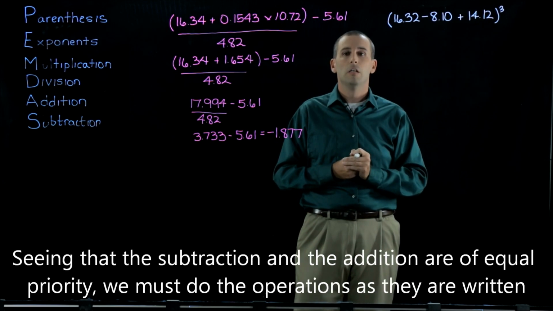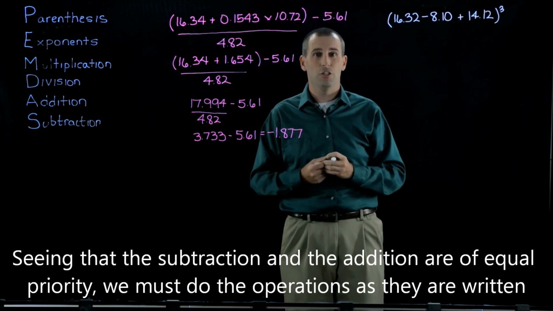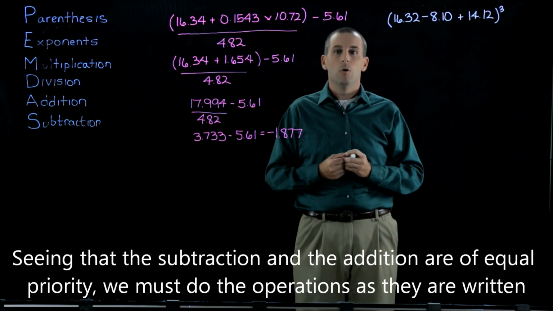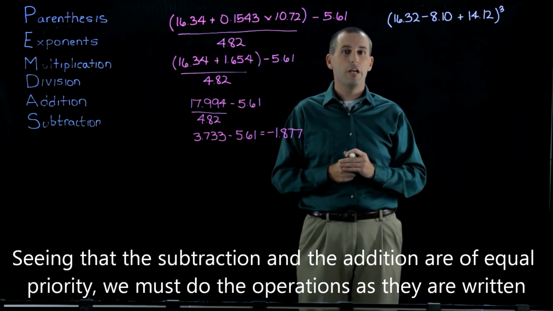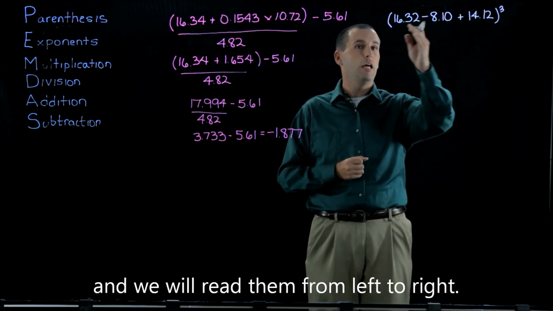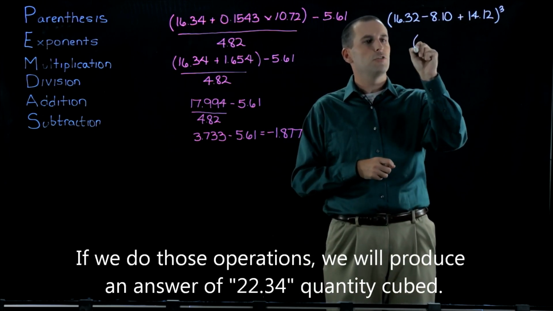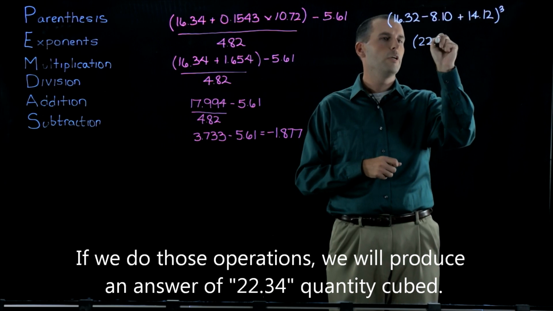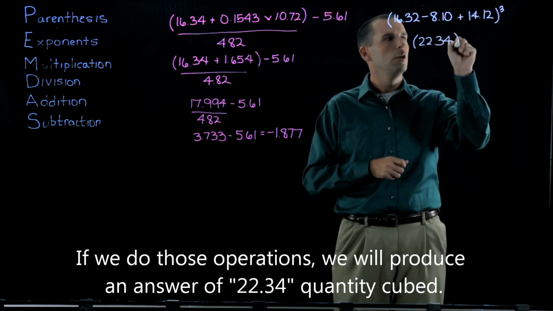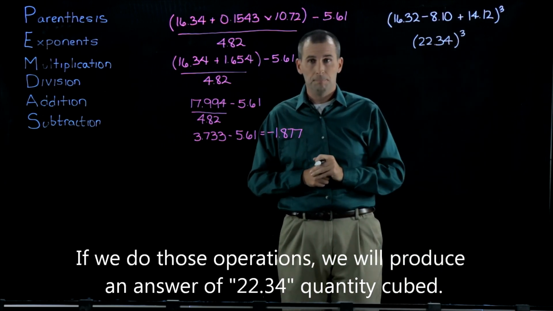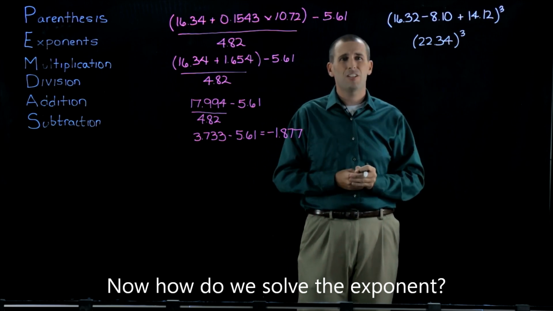Seeing that the subtraction and the addition are of equal priority, we must do the operations as they are written, and we will read them from left to right. If we do those operations, we will produce an answer of 22.34 quantity cubed. Now how do we solve the exponent?